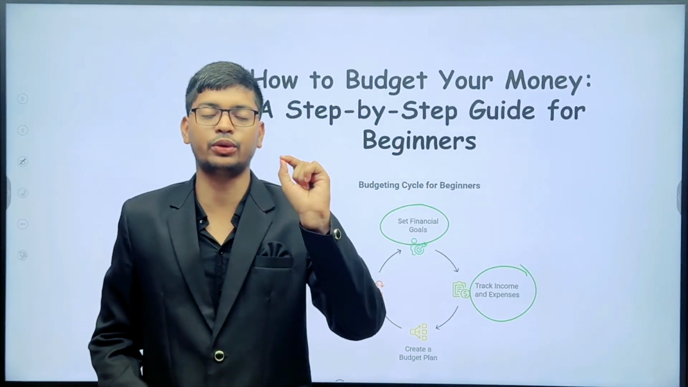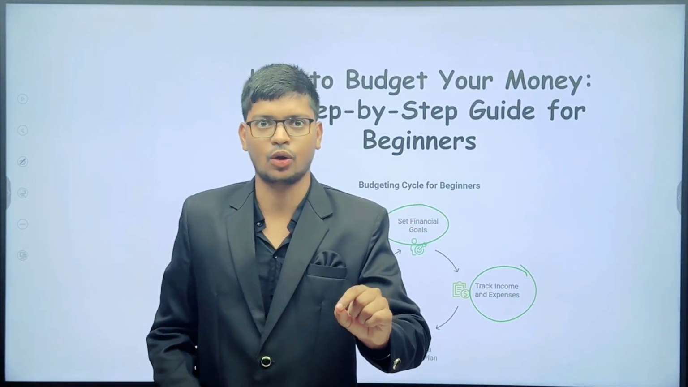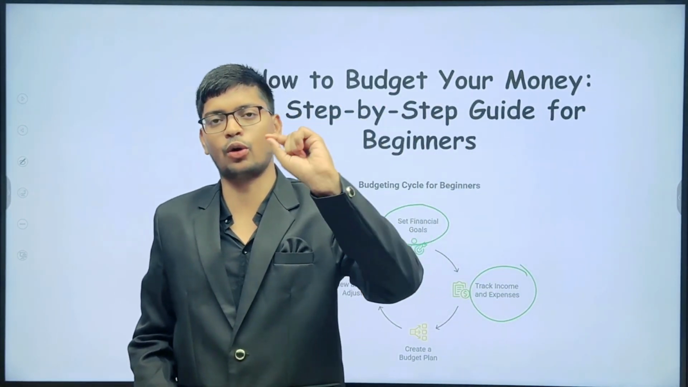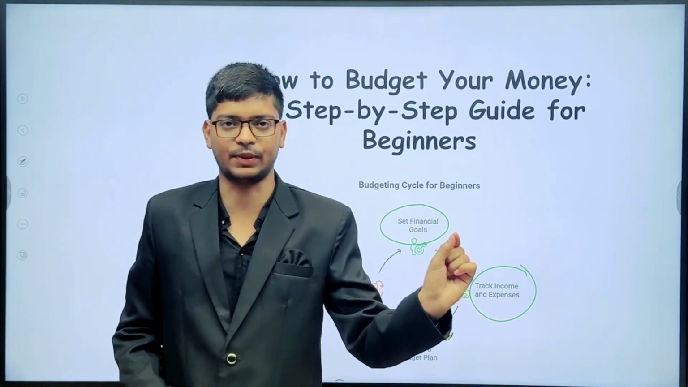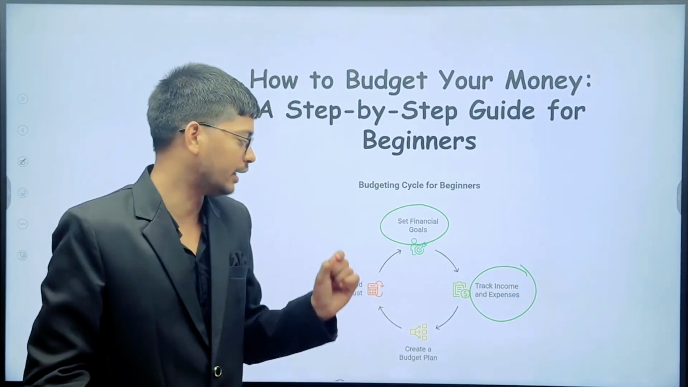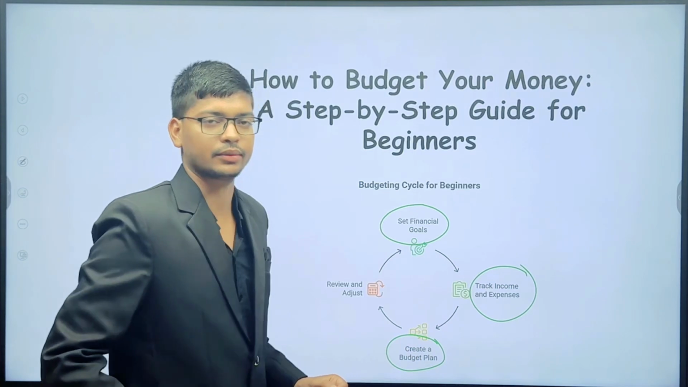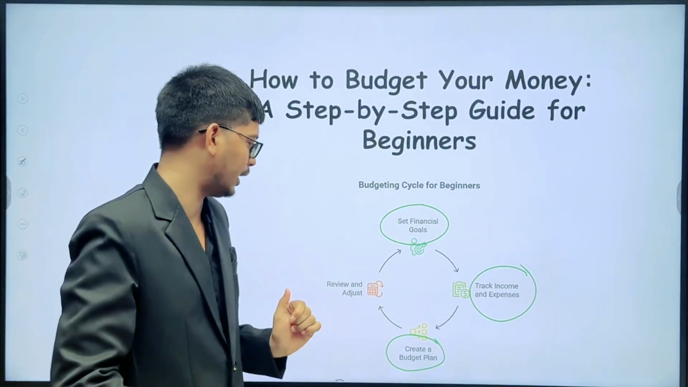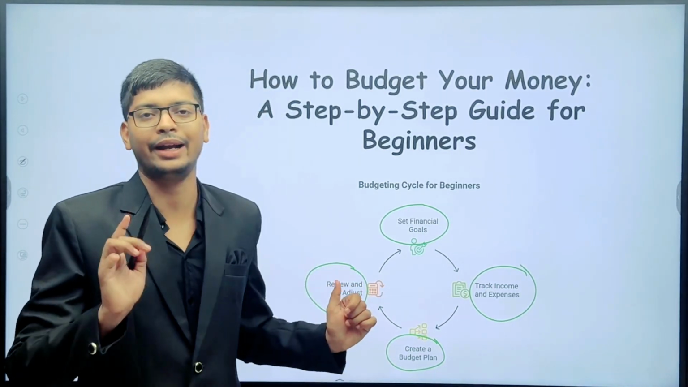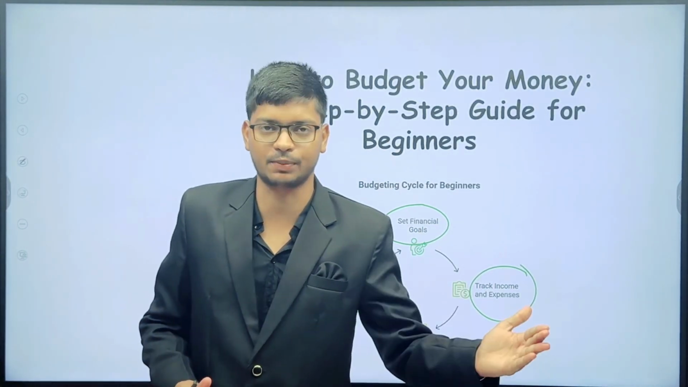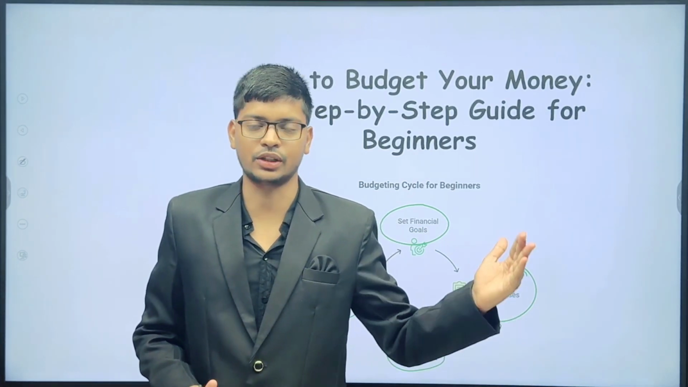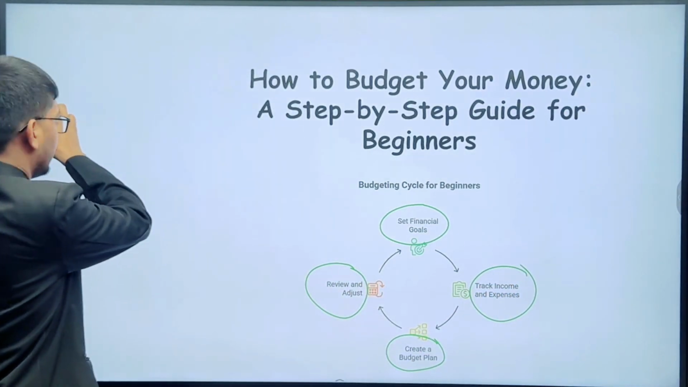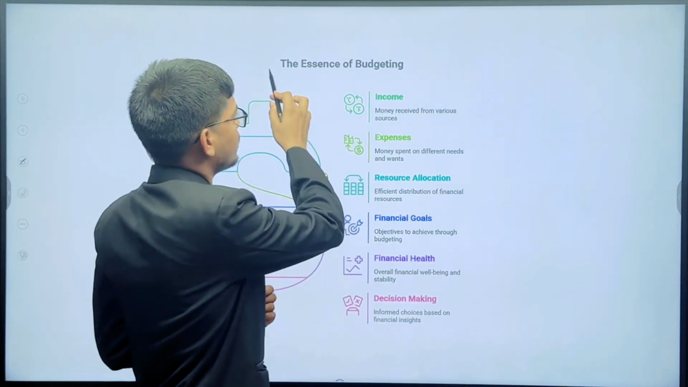Then you track your income from all your resources and all your types of expenses. Then you create a budget plan. I will show you how to create it. And last, you review and adjust your income and your expenses to achieve your financial goals. See, here is the essence of budgeting.